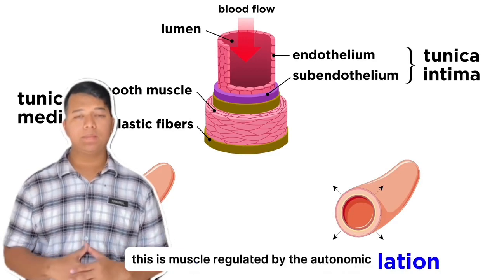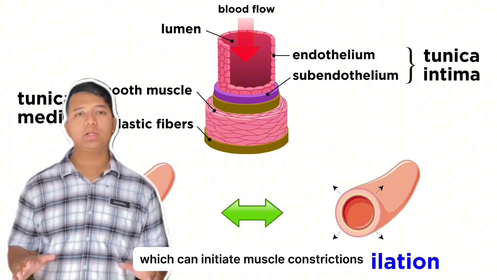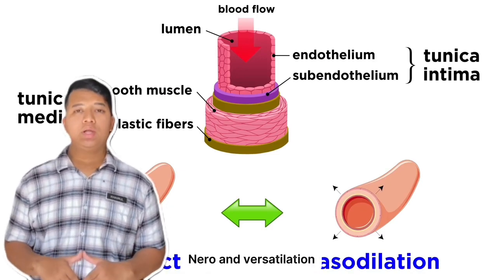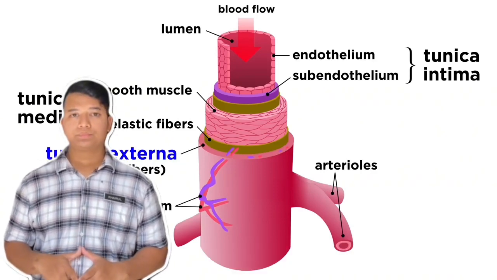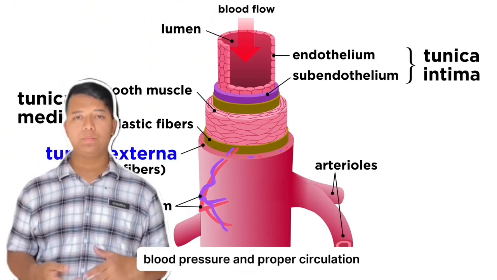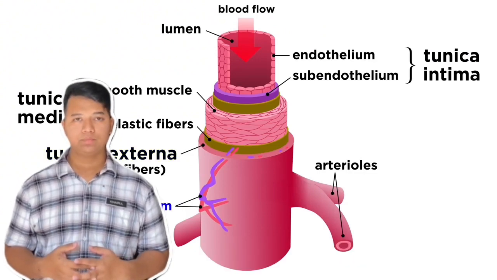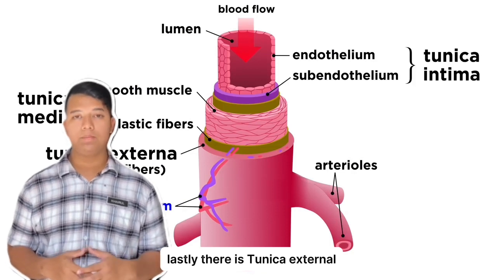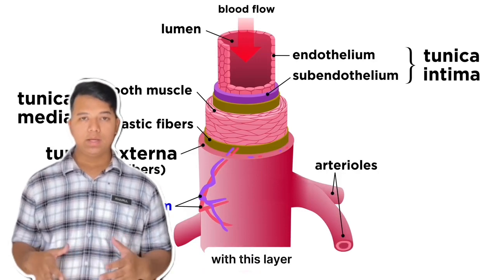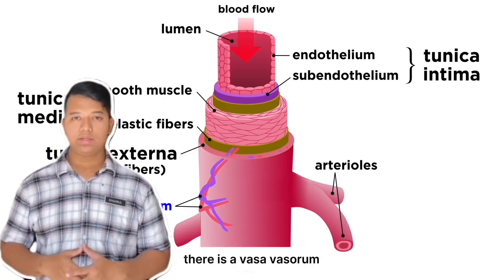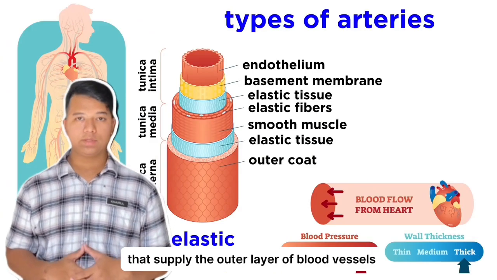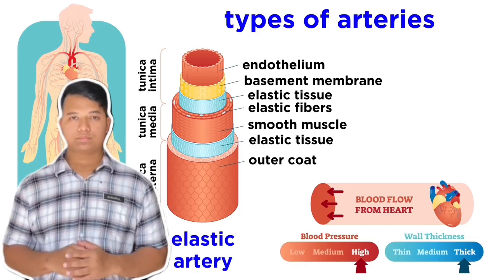This is muscle regulated by the autonomic nervous system, which can initiate vasoconstriction, where the muscle contracts and the vessel narrows, and vasodilation, as the muscle relaxes and the vessel widens. This is important for regulating blood pressure and proper circulation. Lastly, there is the tunica externa, made of collagen fibers for protection and reinforcement. Within this layer, if we are looking at larger arteries and veins, there is a vasa vasorum, a system of much tinier vessels that supply the outer layer of blood vessels with nourishment.